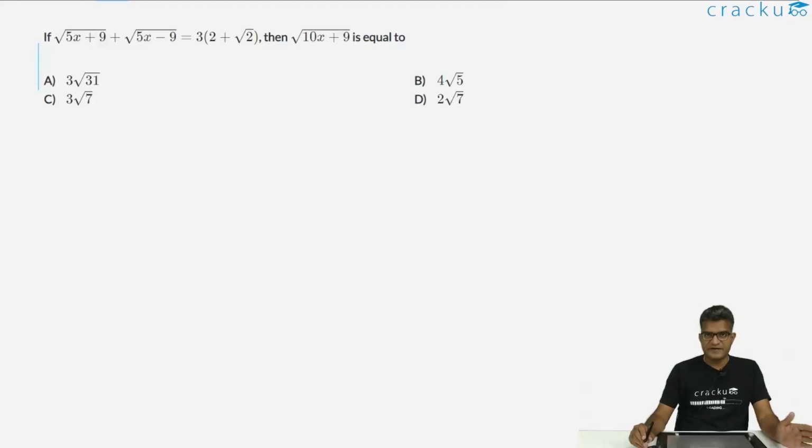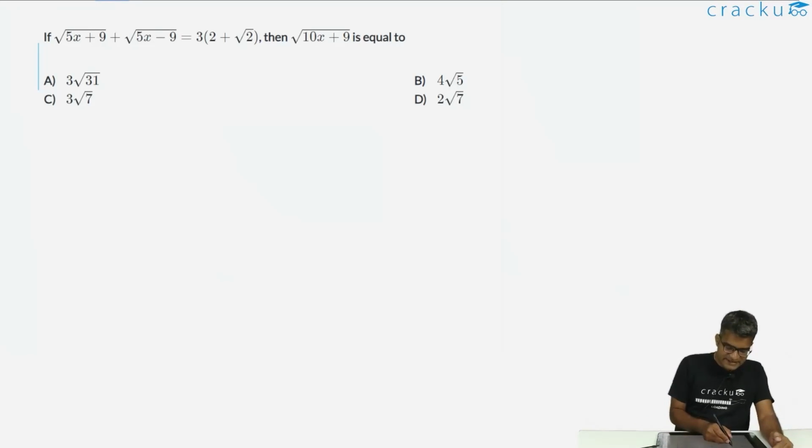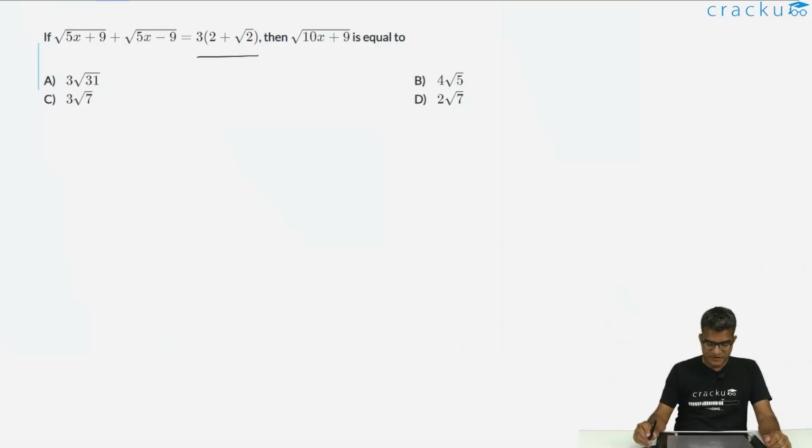In this question, we are given an equation: square root of 5x plus 9 plus square root of 5x minus 9 is 3 times 2 plus root 2. We are asked to calculate the value of square root of 10x plus 9. In this question, we have one variable which is x and we have one equation. So we should be able to solve it.